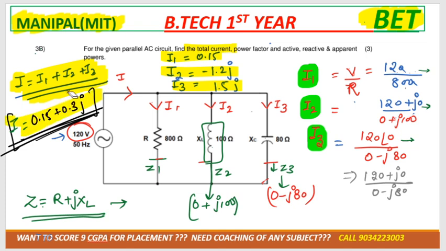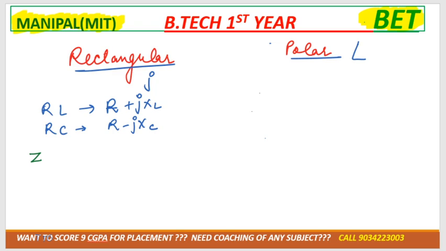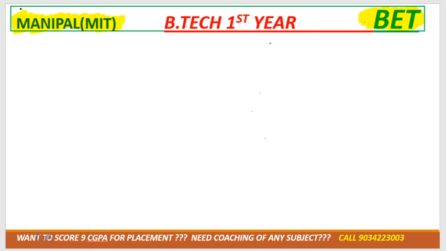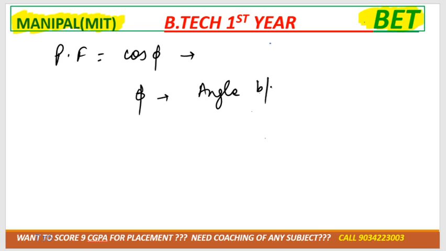Now I'm rubbing all this. Can I rub all this? Next we need to calculate the power factor. So what is the power factor? As you already know, power factor is equal to cos phi. And what is phi over here? Phi is the angle between voltage and current.